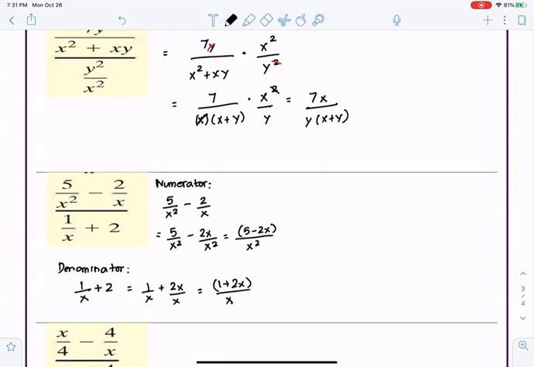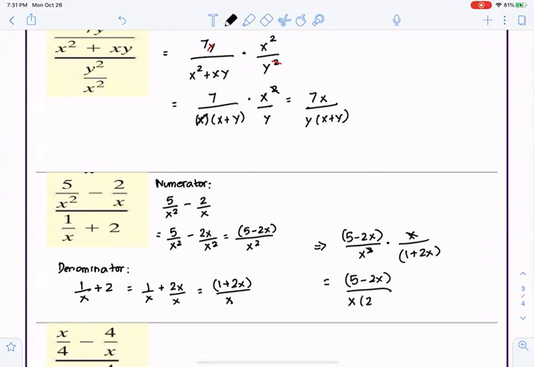So we have the numerator, we have the denominator, so the next step is to simply flip the denominator and multiply it to the numerator. So 5 minus 2x over x squared times x over 1 plus 2x. The x and the x squared will get cancelled, so we will have 5 minus 2x over x times 2x plus 1.